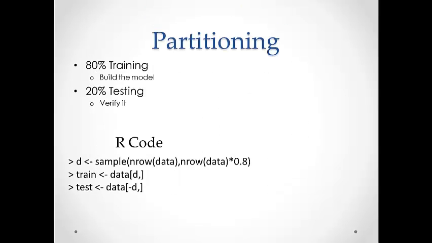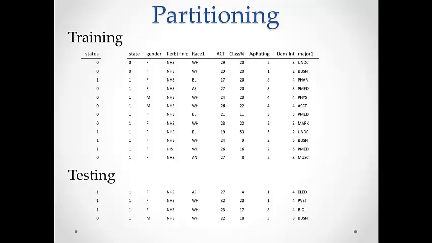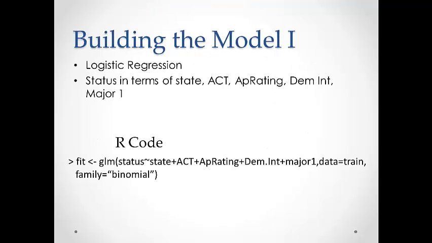We could build the model on the whole data set, but instead we split it into training and test sets so we can verify that it is accurate. We use an 80-20 split for this partition. Our model is a logistic regression model. This gives the log odds of enrolling in Augustana in terms of applicant state, ACT score, app rating, demonstrated interest, and major.